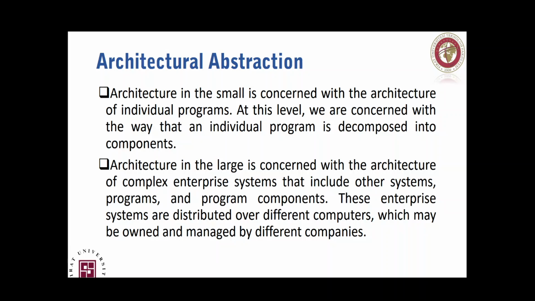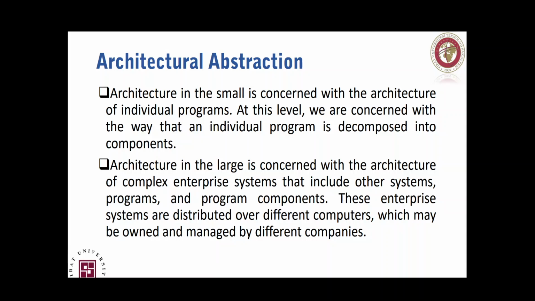And we spoke about abstraction before. So the idea now is we have two main abstractions that we can have while designing the architectural view of a system. The first one is having an architecture for a small scale. This is what we call architecture in the small. It's very similar to programming in the small before, if you remember in chapter 1. The idea is architecture in the small is concerned only with individual programs and how they are decomposed into components.